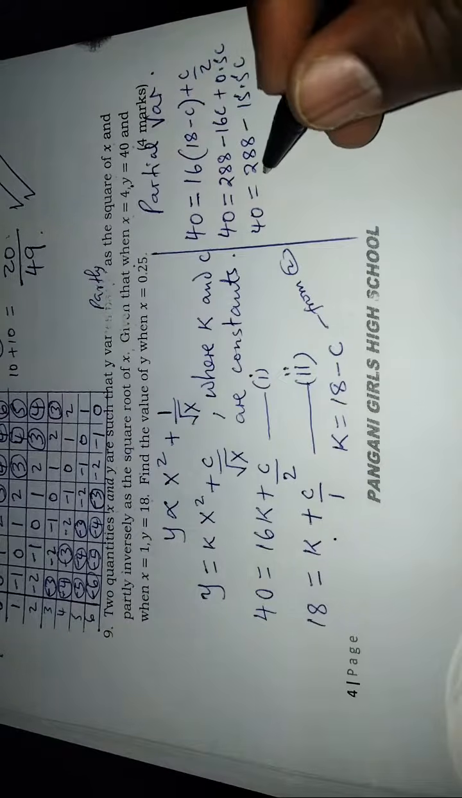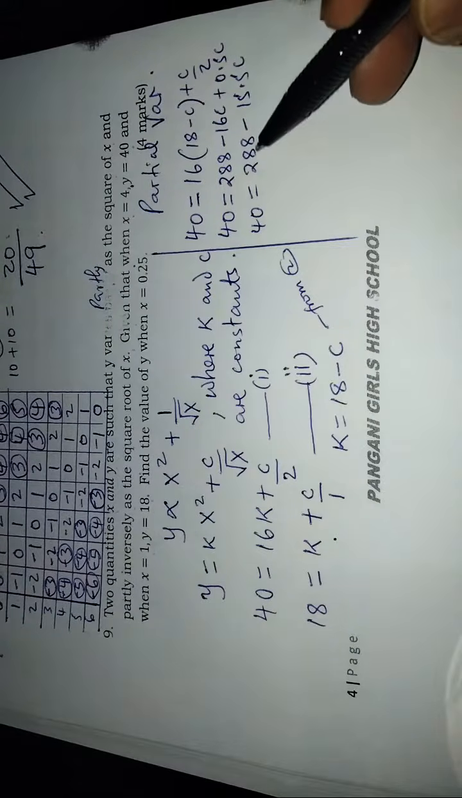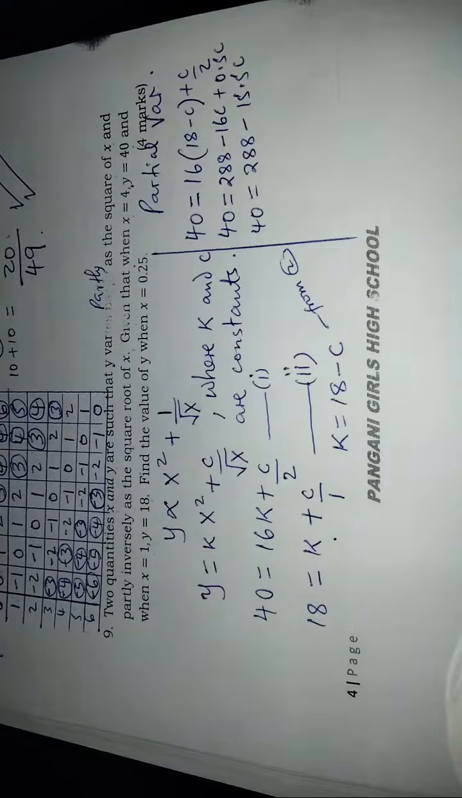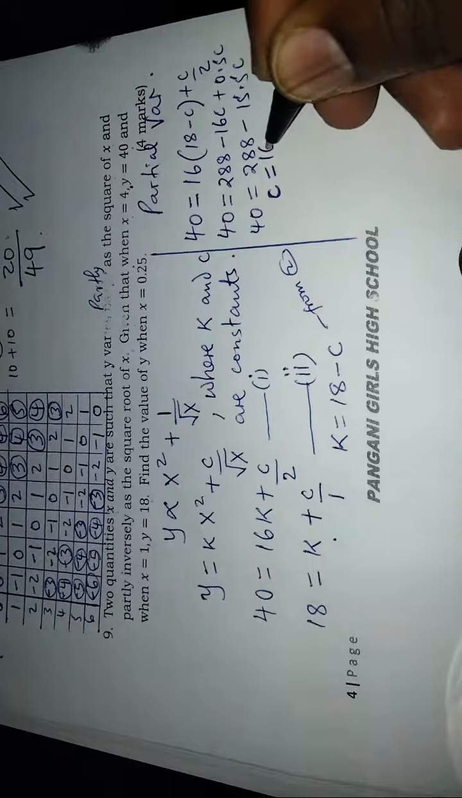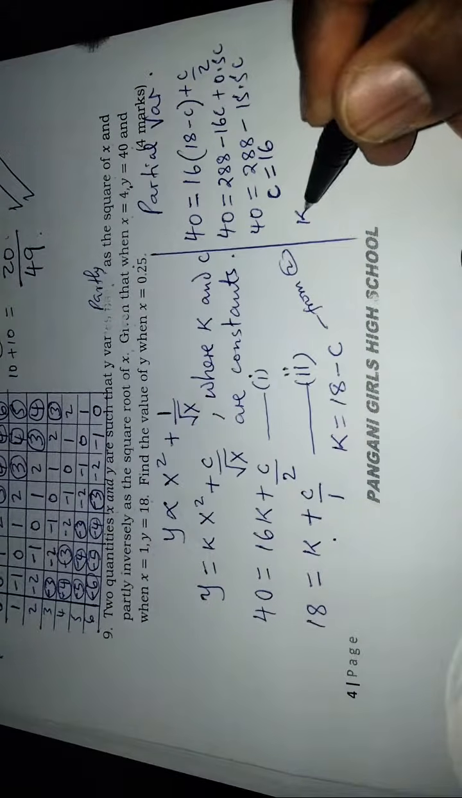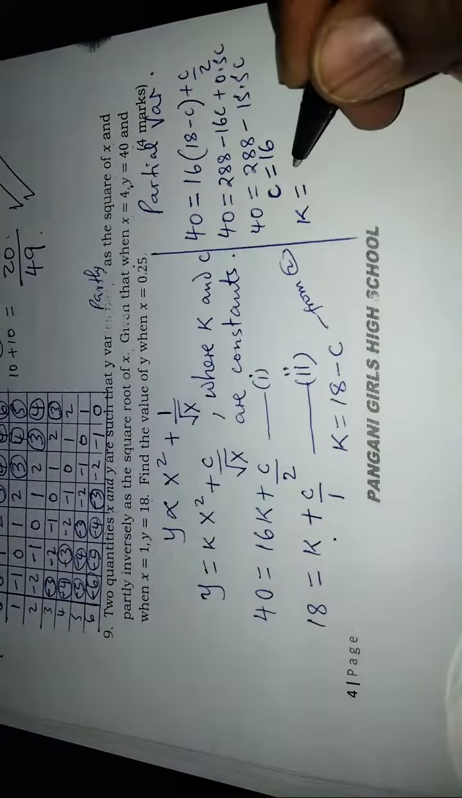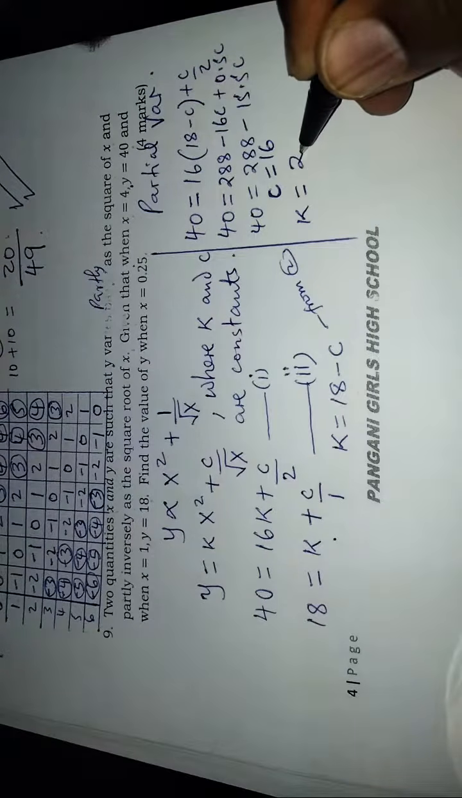So we can have the value of c by taking 288 to this side, whereby we'll have 40 minus 288. Then we divide through by 15.5, because the negatives will cancel. This will give us exactly 16. So the value of c equals 16, which means the value of k can be obtained by 18 minus c. So this will be 18 minus 16, giving us 2.